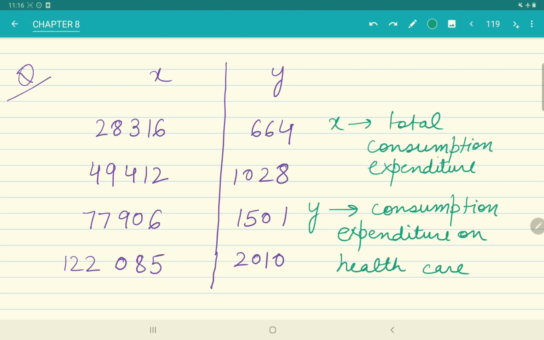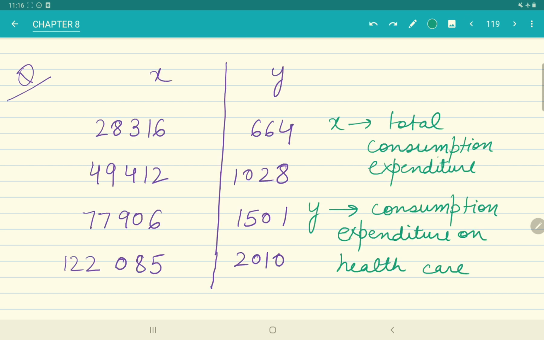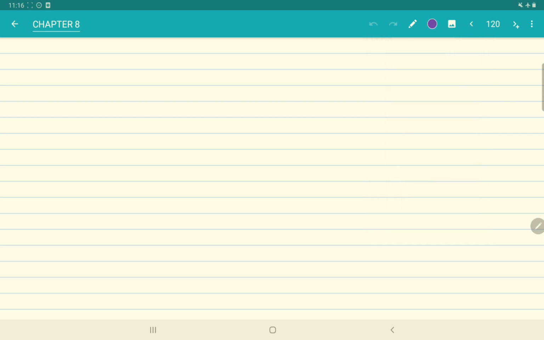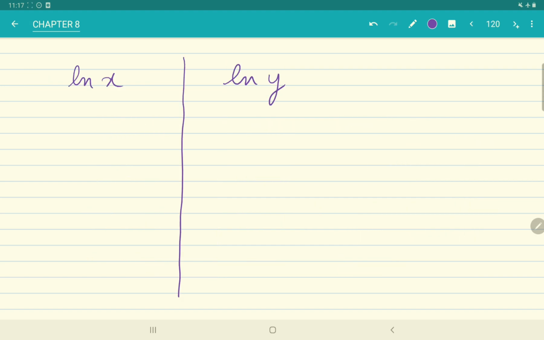What we now do is we make a new table, and first of all we take up ln x and ln y, and we take a table wherein we see the relation between ln x and ln y. So I write ln x and I write ln y. With the help of a calculator I take up ln x. Ln x here is 10.25, then 10.81, then 11.26, and then 11.71.